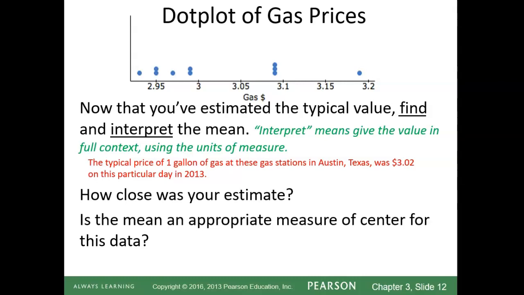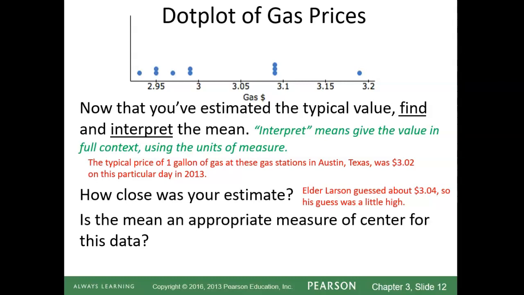So how close were you? Usually you get pretty close from just looking at the data and estimating it. That's the sign that a graph has been very useful here. And so I guessed about $3.04, so that's a little high compared to the value of $3.02, but it's pretty close. And you would expect to be fairly close from just looking at the data. But obviously we would want to calculate the mean.